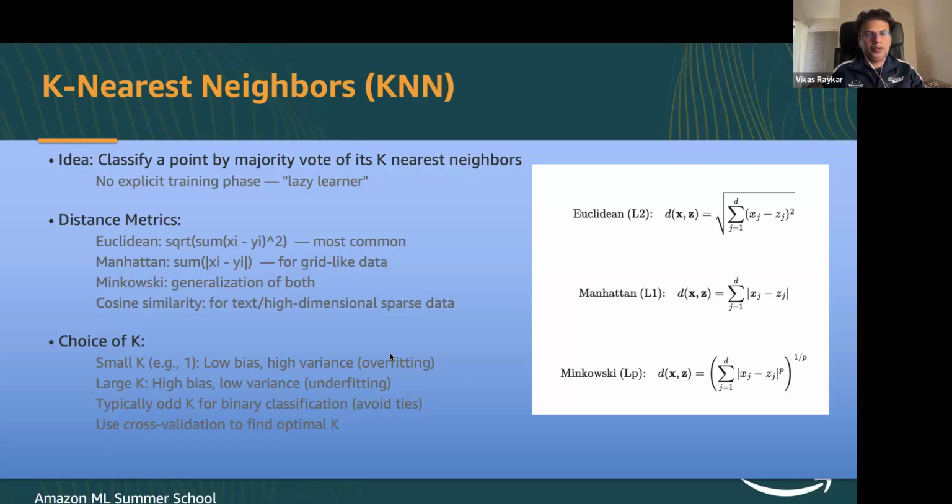The choice of k decides your model. If k is small, for example one, then you have a very low bias but a high variance, which leads to overfitting. If k is very large, then you get a very high bias and low variance, resulting in underfitting. Typically, odd k is used for binary classification to avoid ties, and you use cross-validation to find the optimal k.